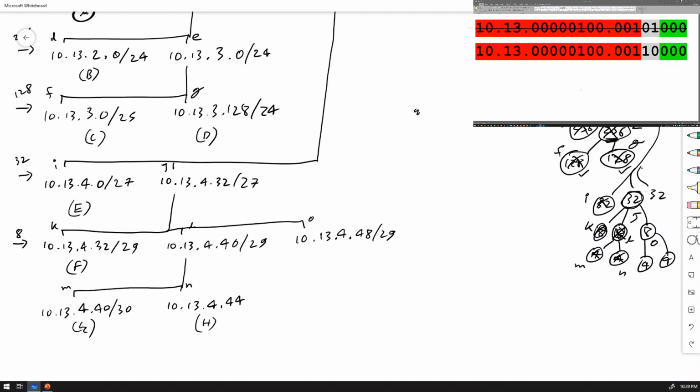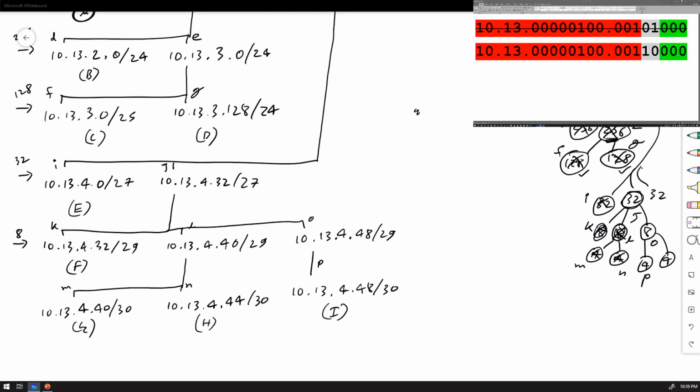I can create two 4s, but I'll just create the first one first. So name this P because P came out from O. So there you go. 10.13.4.48 slash 30, slash 30 here as well. And this is of size 4, and this will go to I. And there you go. The whole thing is done.